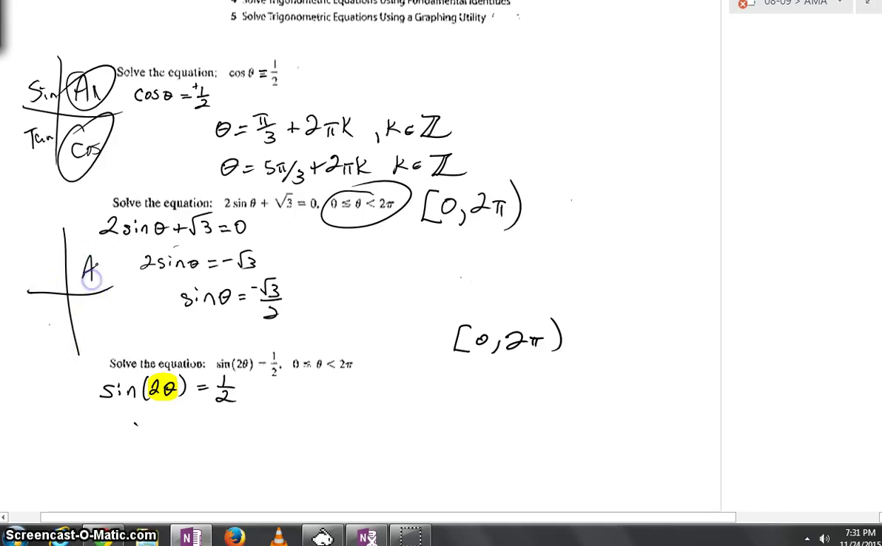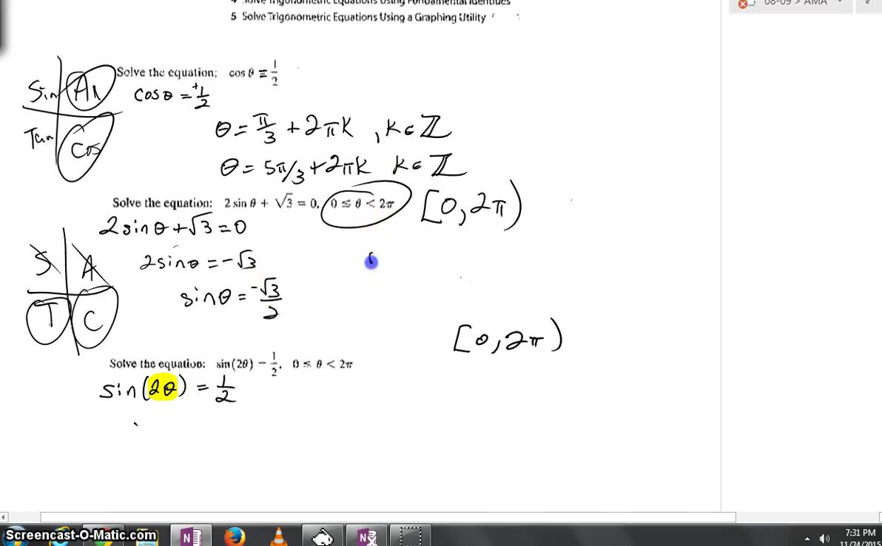Sine is negative, so I can't deal with the first quadrant or the second quadrant. Sine would be positive there. I'm only interested in the third and the fourth quadrants. The reference angle that we're going to be looking for, of course, would be pi over 3. Sine of pi over 3 would always yield a root 3 over 2.